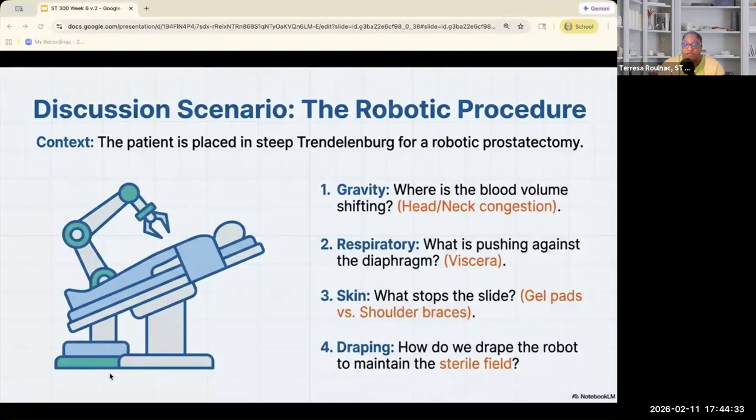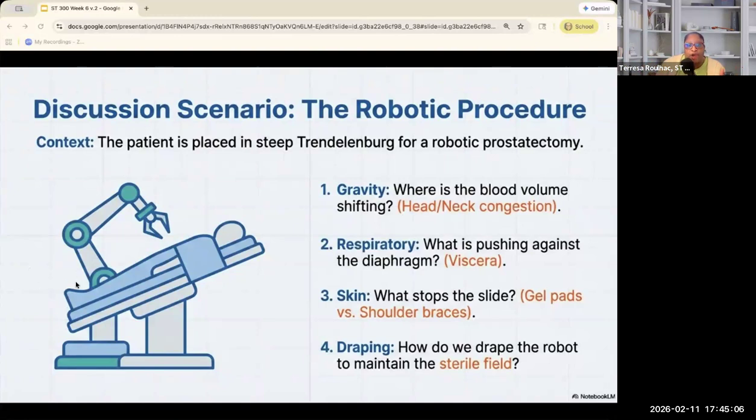Now, we also have robotic procedures. Complex procedures that require more layered thinking. A safe outcome depends on anticipating how positioning, gravity, and equipment affect the patient over time. You have some prompts over here. When we look at gravity, we're talking about the head, the neck, congestion, respiratory, and the viscera. We look at what stops the slide.